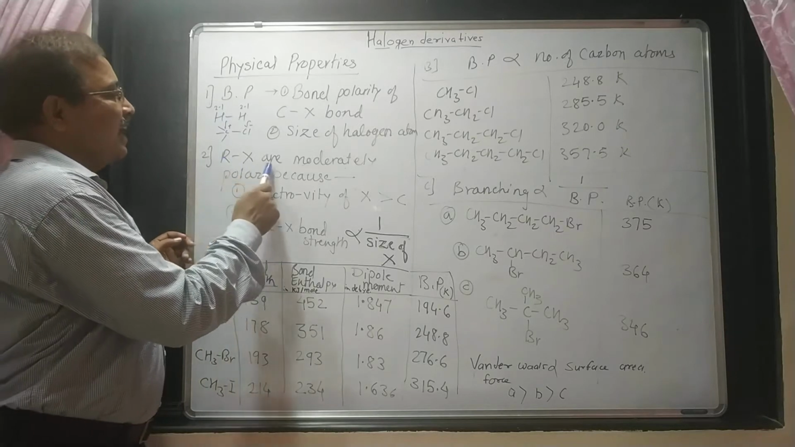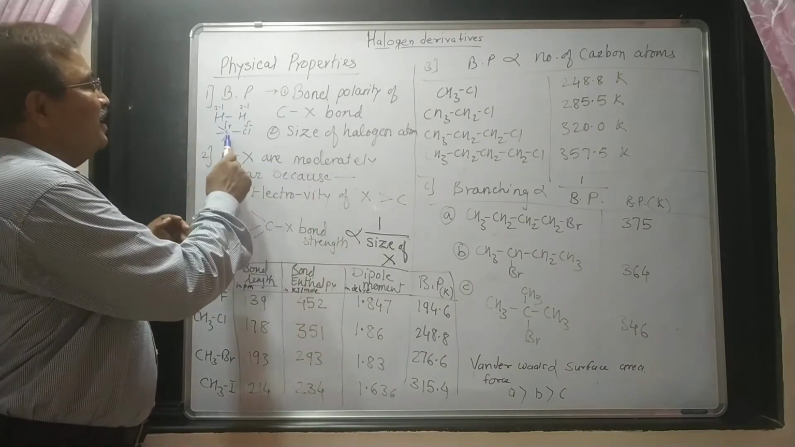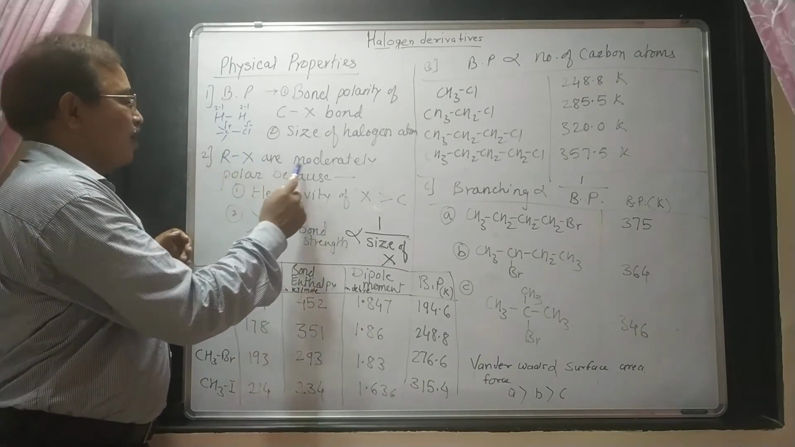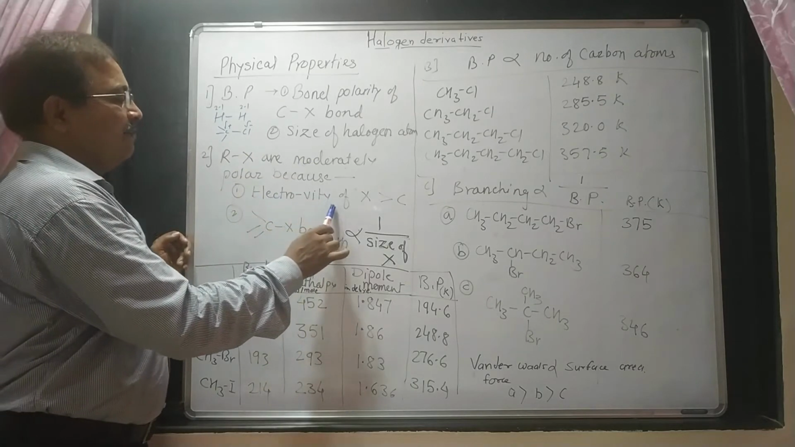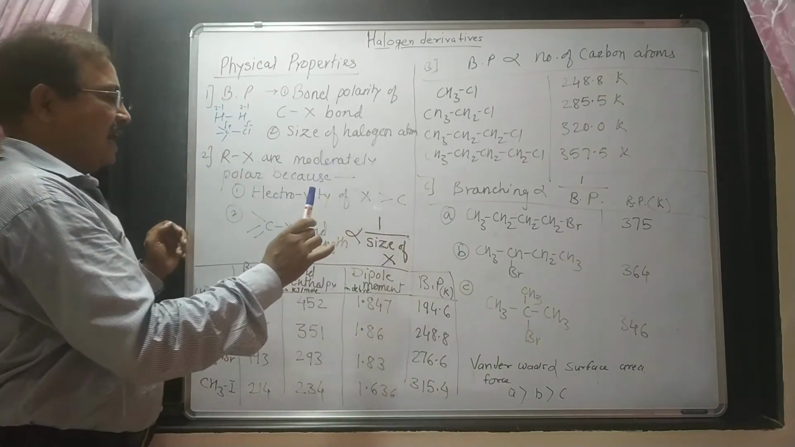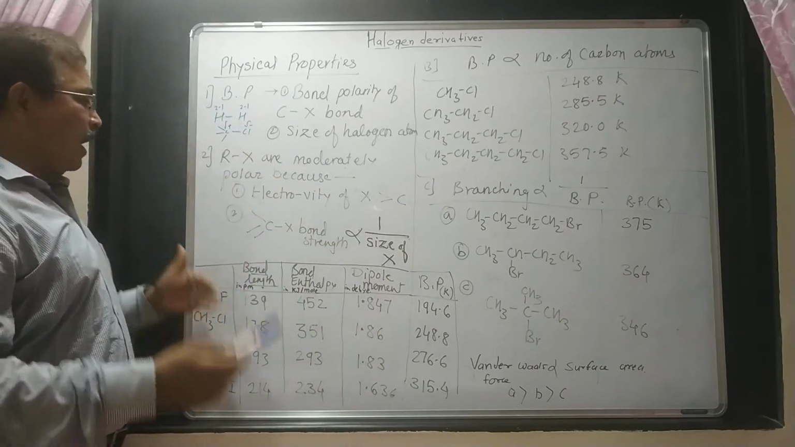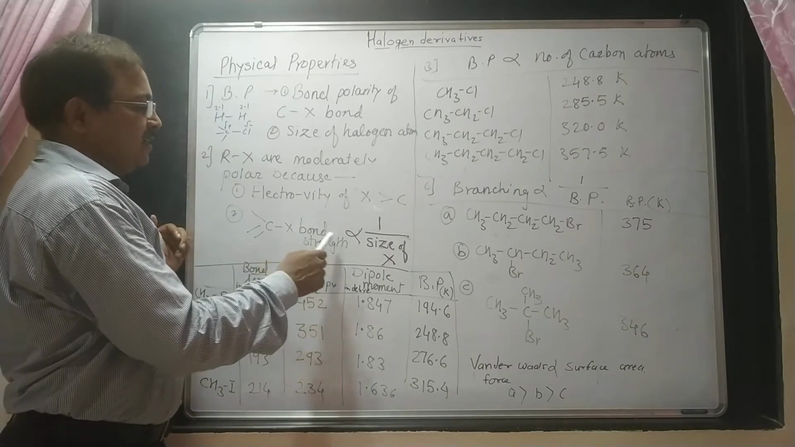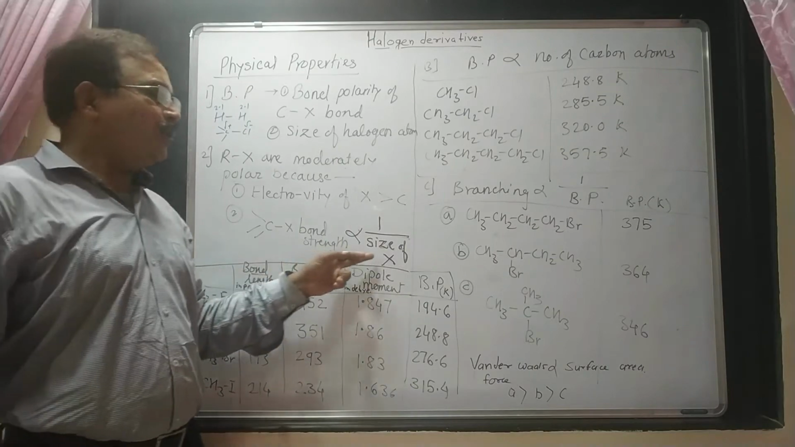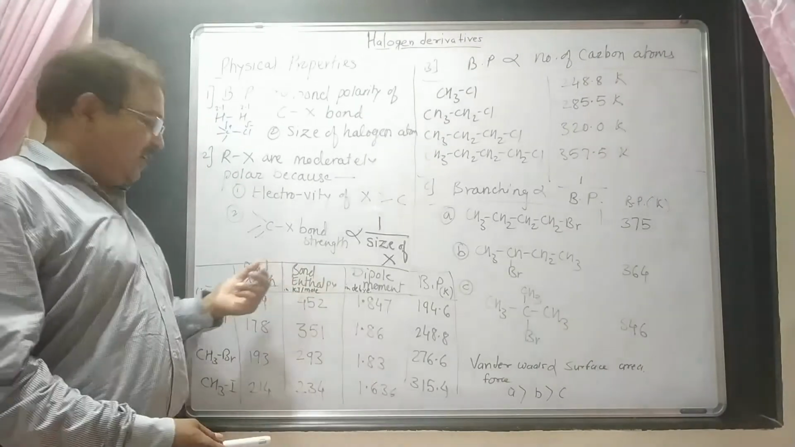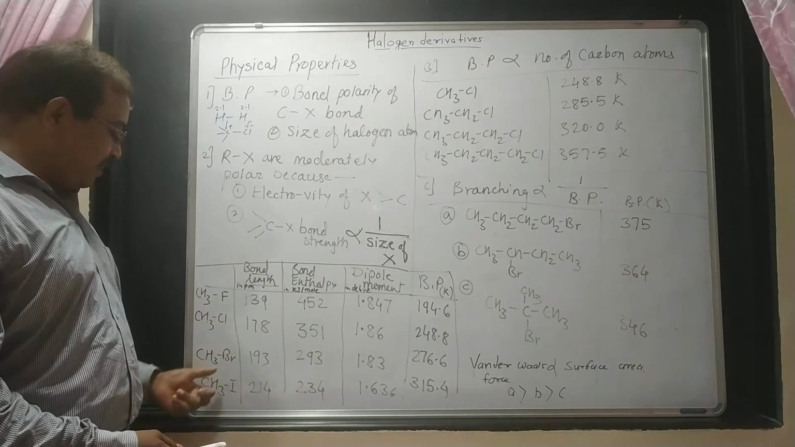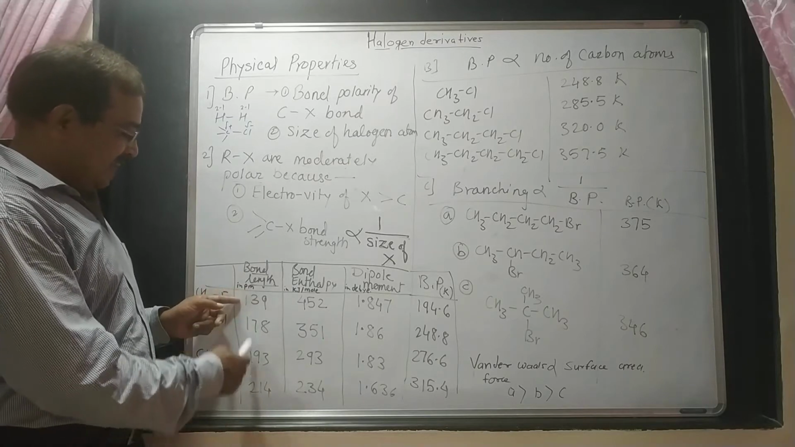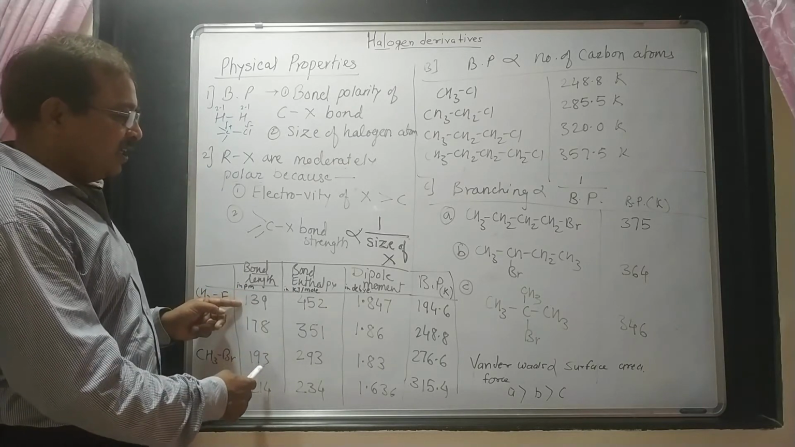So let us see, R-X bonds are moderately polar because there is a little difference in their electronegativity. Again, the electronegativity of a halogen is greater than that of the carbon atom. Therefore, the R-X bonds are polar bonds. The second one is bond strength. Let us try to understand: bond strength is inversely proportional to the size of the halogen. That means if I take CH3F, CH3Cl, CH3Br and CH3I, the bond length will go on increasing as the halogen size goes on increasing.